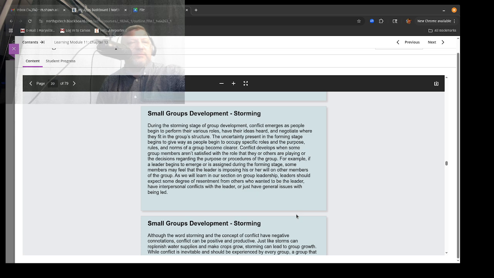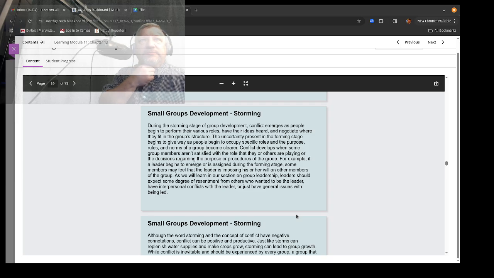Now, second stage, storming. Give me a second. I'm still kind of fighting through soreness in the throat and cold-like symptoms, but not really a cold.